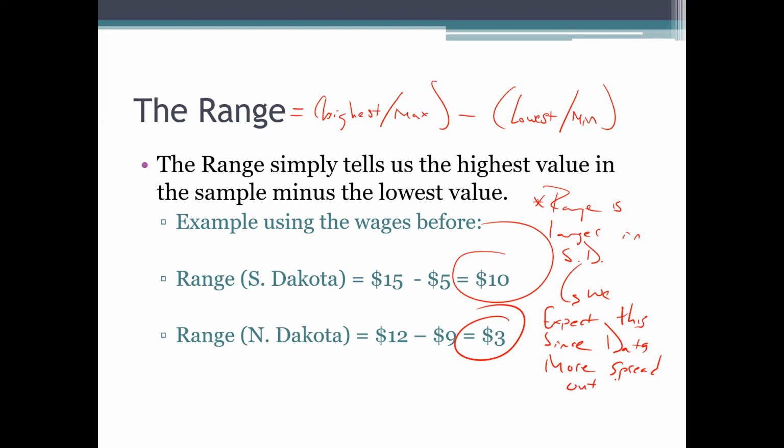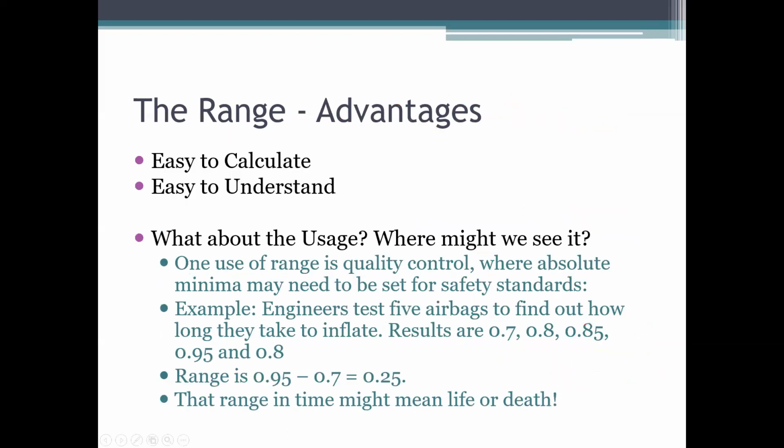That's it. I'm actually not even going to do another example of the range. It's just the easiest value you calculate. You just take the highest value minus the lowest value, and that's it. Here are some advantages of the range, or why we even bother calculating it. First off, obviously, it's easy to calculate and easy to understand. It's just the max difference between the highest and lowest values. Here are some examples of how you might use it.